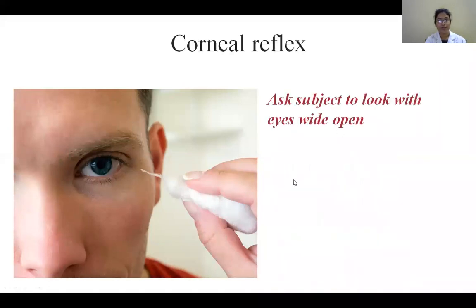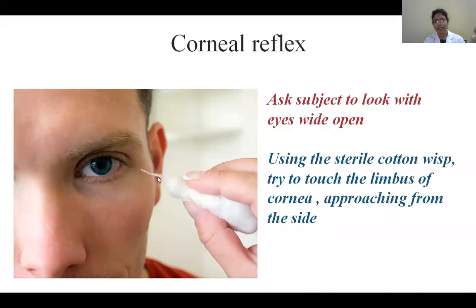Now, here what you do is you ask the subject to open his eyes wide and look at one particular side, direction. And then from the lateral aspect of the patient, you use a sterile cotton wisp and try to touch the limbus of the cornea. Limbus is this, that is the junction of the cornea and the sclera. So from the lateral side, you will come and you will try to touch the limbus.